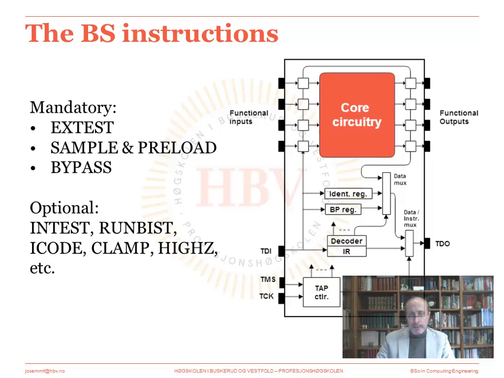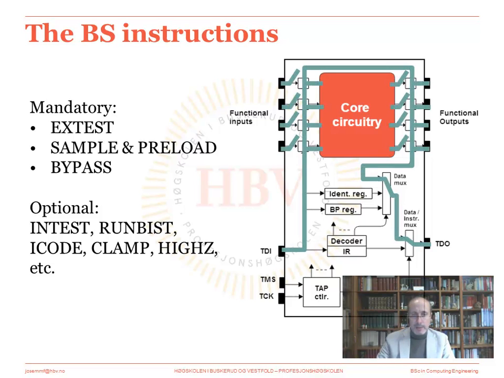So the four mandatory instructions are described in this slide. The external test is the one that is most commonly used. An external test selects the boundary scan register in between test data input and test data output pins, but the boundary scan cells are in isolation or controllability mode. That is to say, the pins are isolated from the core circuitry.